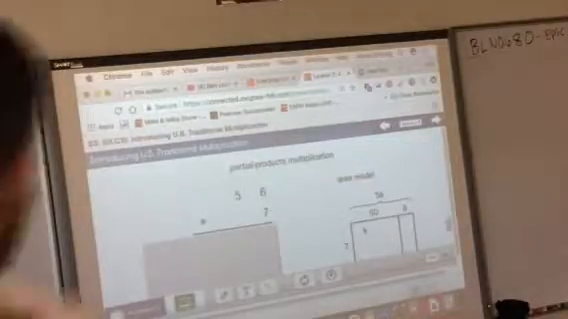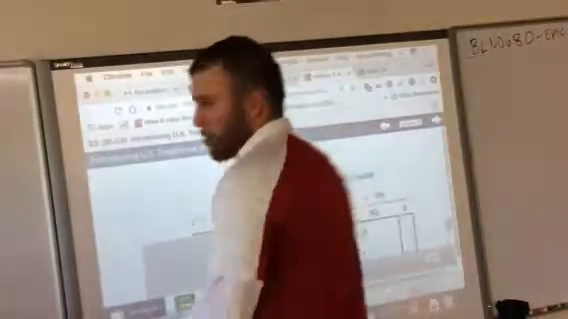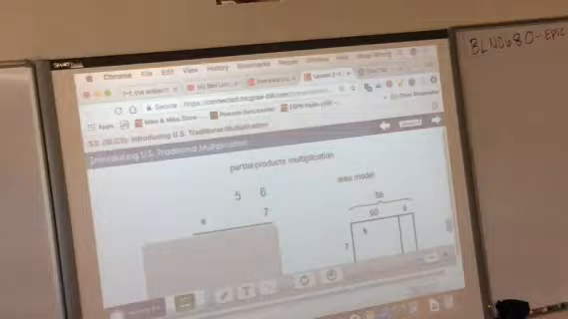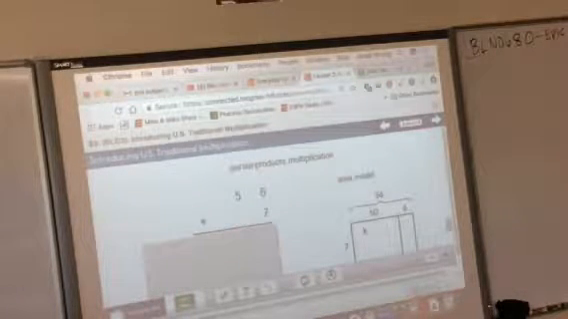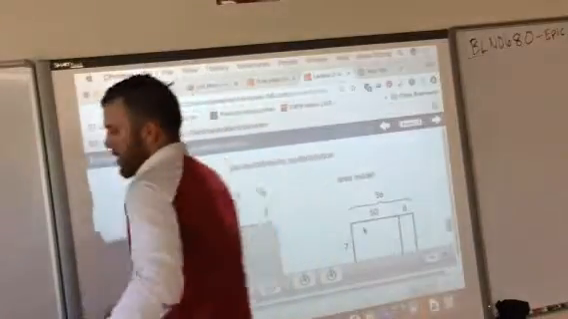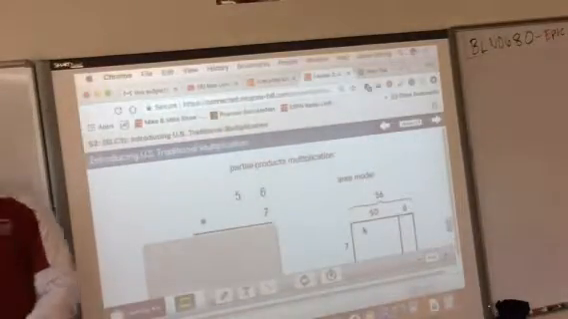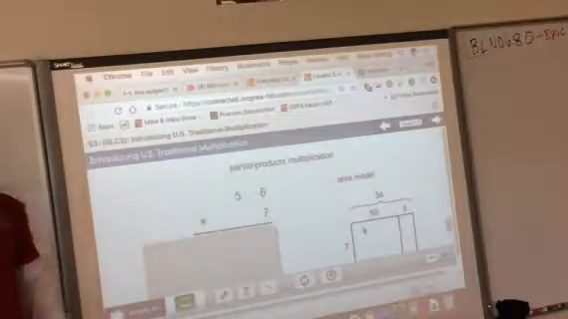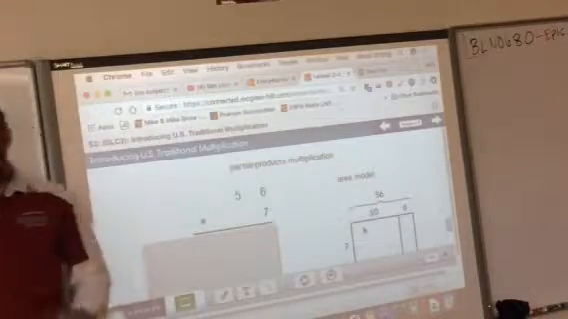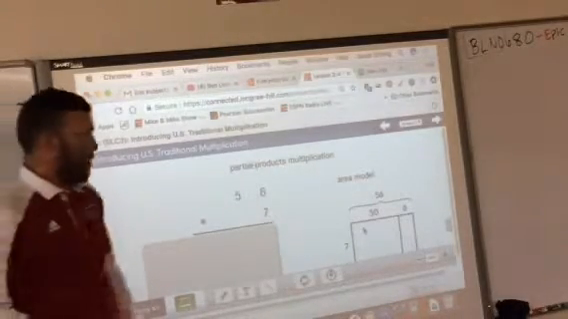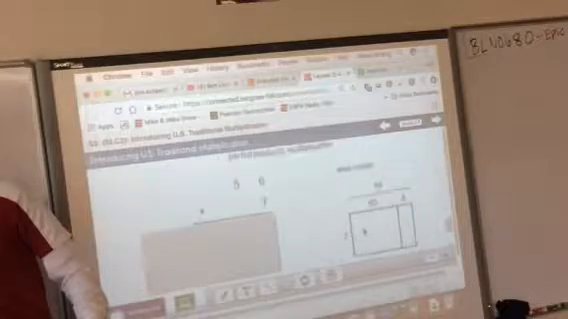All right, today we're going to do 2-4, partial products multiplication. Okay, so you're going to get a 2-digit number by a 1-digit number or a 3-digit number by a 2-digit number, and you have to solve it using the partial products way. Okay, so if we look at here, we have 56 times 7.